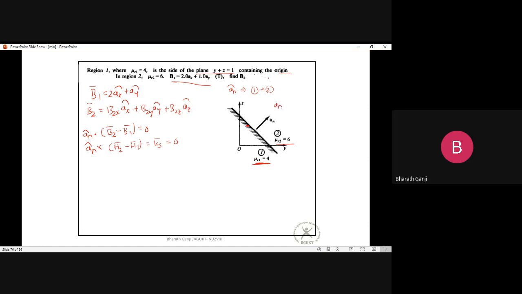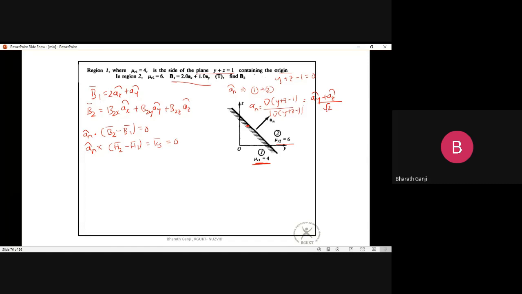Because it's a plane equation y plus z minus 1 equal to 0, you just have to take the gradient of it. So the normal vector is the gradient of y plus z minus 1 divided by the magnitude of this gradient, which is ay cap plus az cap divided by root 2.